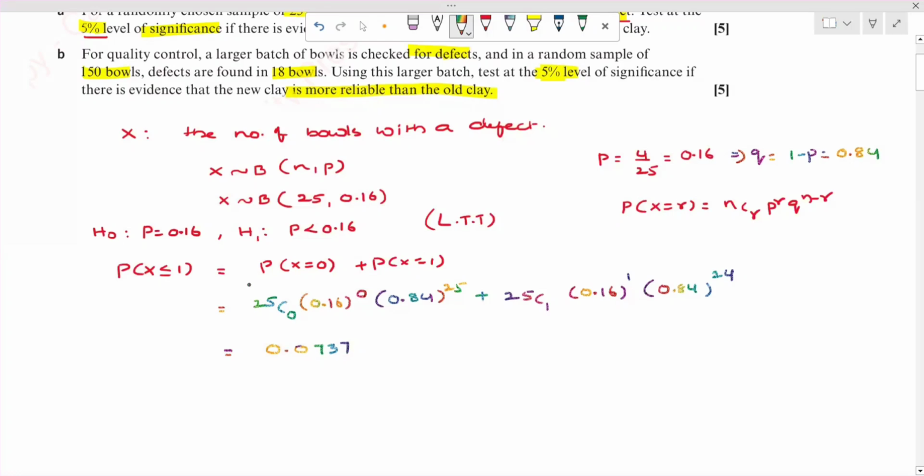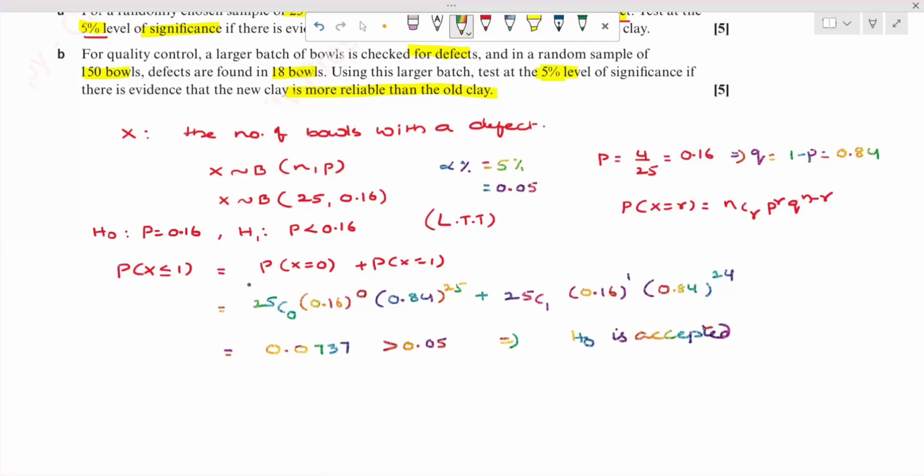Now we check it out. The alpha percentage significance level is given as 5 percent, which is 0.05. So you check this test and conclude the decision. This 0.0737 is greater than 0.05. If it is greater than 0.05, that implies the null hypothesis is accepted. H naught is accepted. If it is less than 0.05, the alternate hypothesis is accepted. If greater than 0.05, the null hypothesis is accepted.